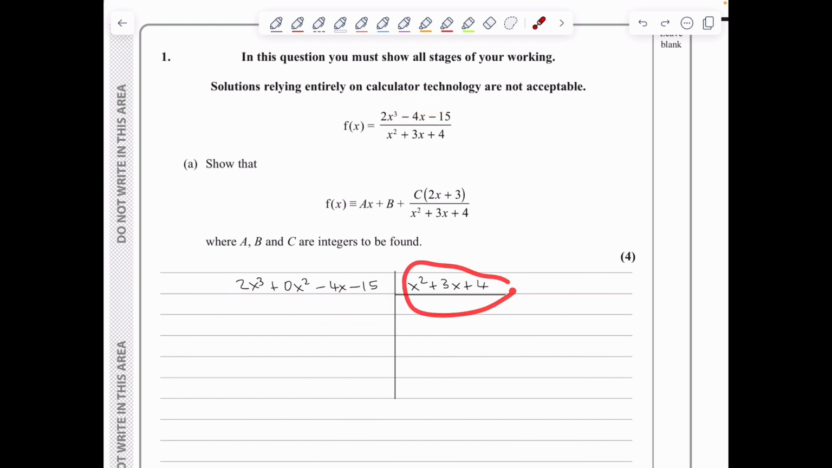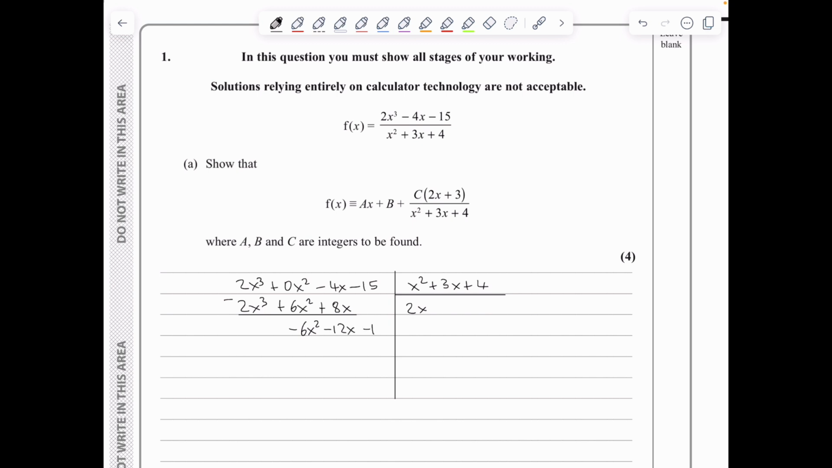Well, notice that I've placed the 0x squared term as a placeholder so that when I do my long division, everything is in place. So remember, we're trying to match the highest order term on the left. So the x squared should be multiplied by 2x to get 2x cubed plus 6x squared plus 8x, and we deduct, and we get 0x squared minus 6x squared is minus 6x squared, and then it's minus 4x minus 8x, which is minus 12x minus 15.